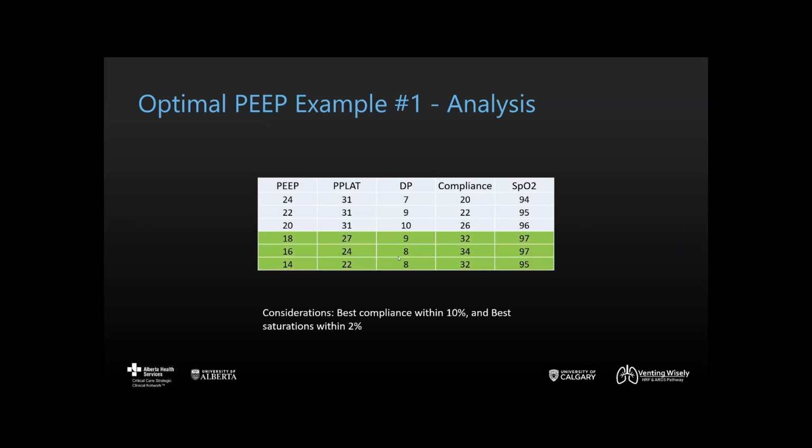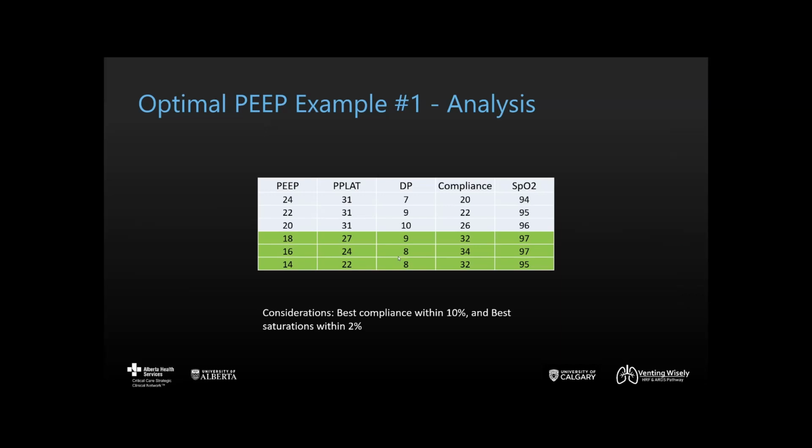So we have identified a PEEP range of 18 to 14 that meets all the criteria. Now, using the two considerations, what PEEP would you select? Where is the best compliance? A PEEP of 16, and a 10% range gives us a PEEP range of 18 to 14.